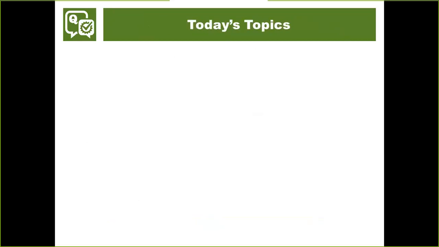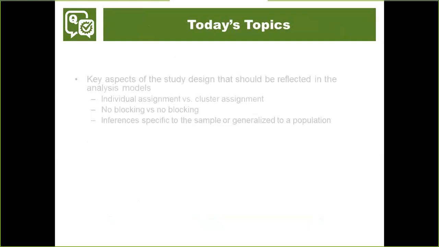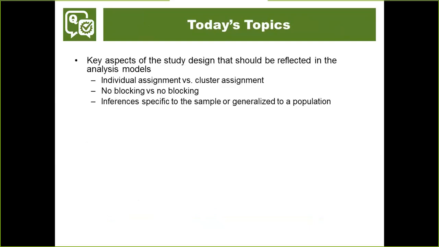For today's presentation, I will be moving through each of the following topics. First, I will discuss aspects of the study design that should be reflected in the analysis models. The model should reflect the assignment strategies that were used. That is, whether individuals or clusters were assigned to treatment and control conditions, whether the assignment was within blocks or strata, and how the sample of study units was selected. That is, was it a convenience sample or was it selected from a defined population, and whether the inferences about the impacts are intended to generalize to that population.